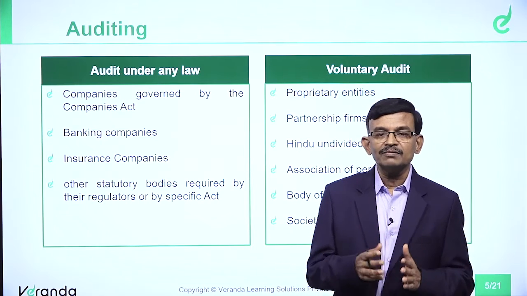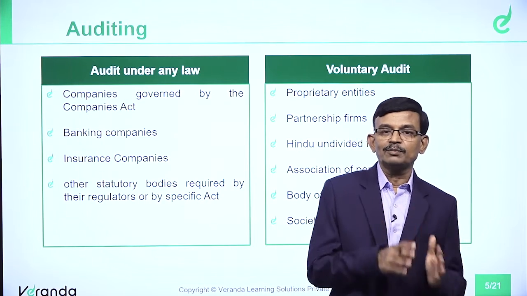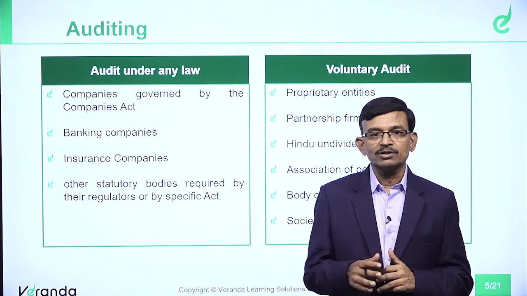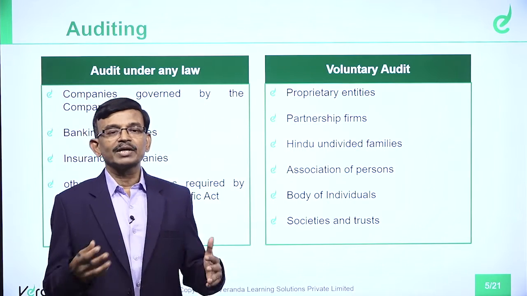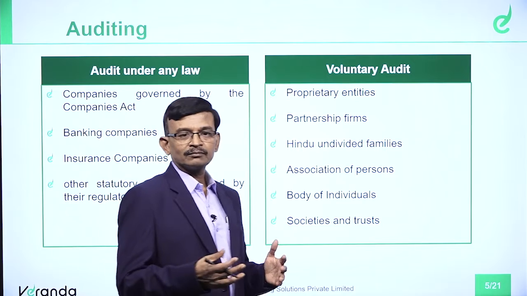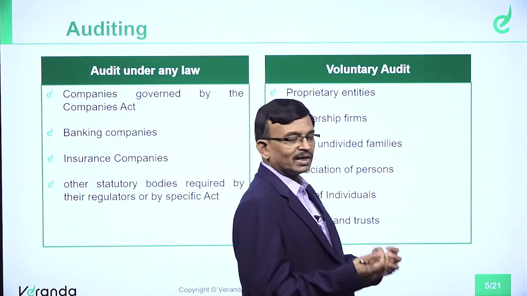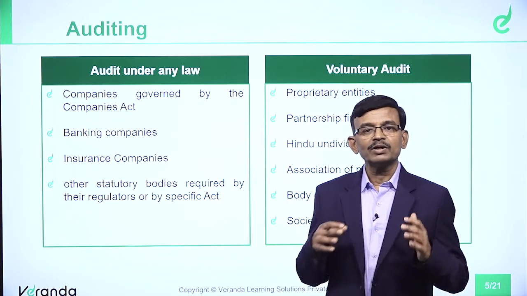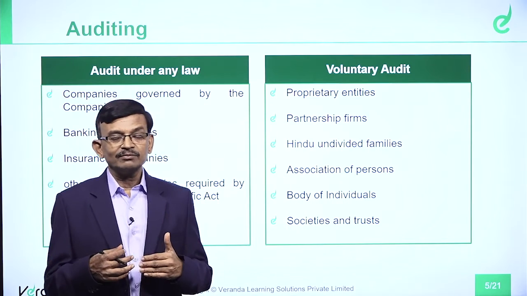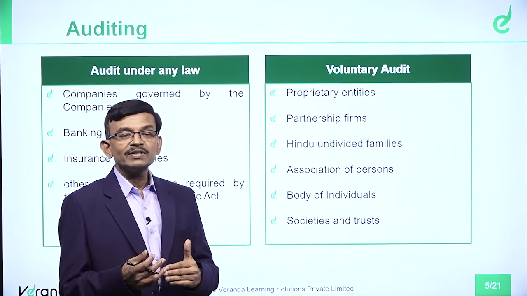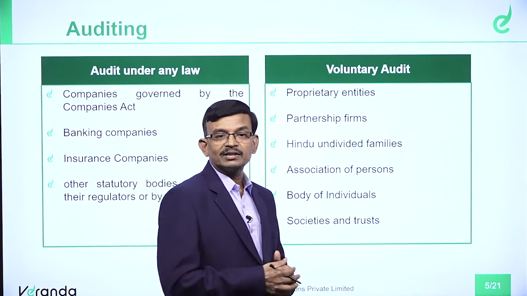So that is one case where there is a mandatory audit according to the requirement of a particular law. What is a voluntary audit? For example, I am running a proprietary unit. I am running a small manufacturing unit, but I am the only owner. I need not talk to anybody. But at the same time, I want to get an investment from a bank. I want to go for a term loan.